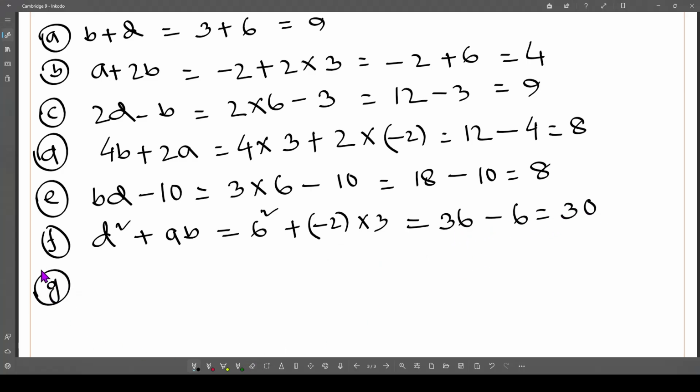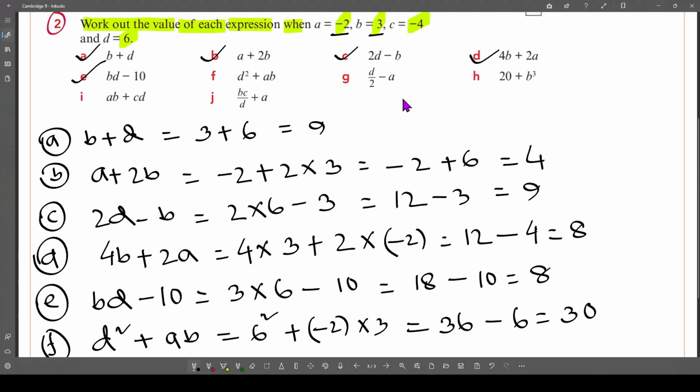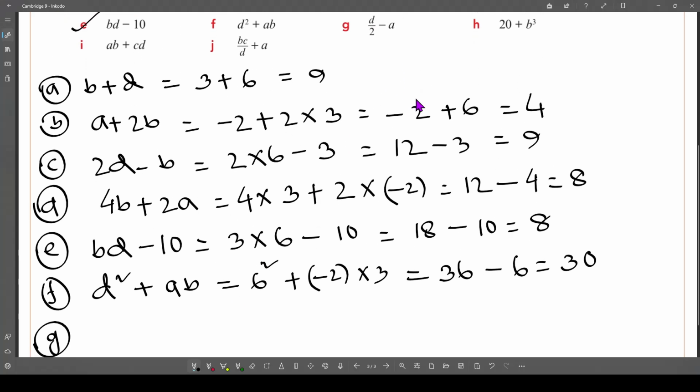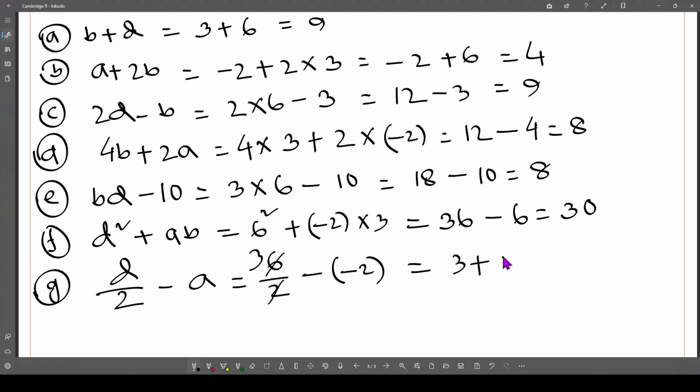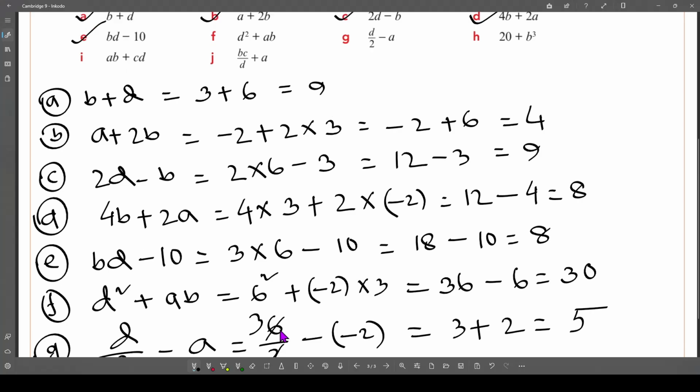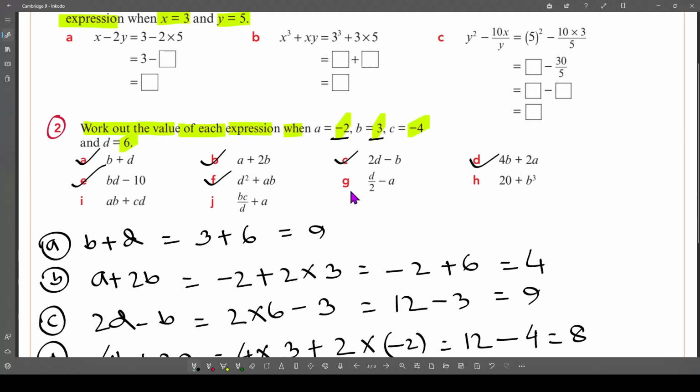Number G, d divided by 2 minus a. d means 6 divided by 2, then minus minus 2. So 6 divided by 2 is 3. So we can write 3, minus minus becomes plus 2. So 3 plus 2 is 5. So number F and G done.